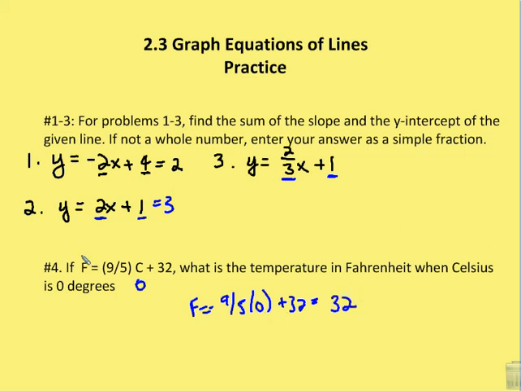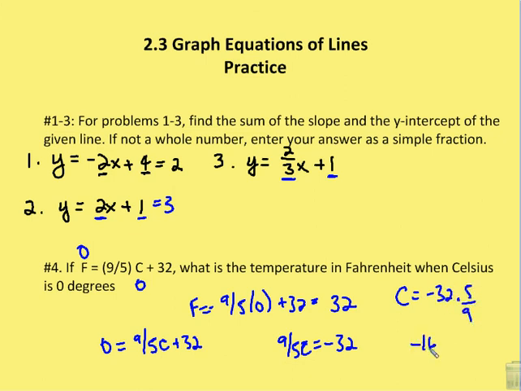Now let's flip the question around. How do we figure out the value when F is equal to 0? All right, well, I just solve for C. Now Fahrenheit is 0, so 0 is equal to 9/5 C plus 32. So I subtract 32 from both sides, and I get 9/5 C is equal to -32. Then I multiply both sides by 5/9, and I get C is equal to -32 times 5 over 9, or -160 over 9. It's that simple.